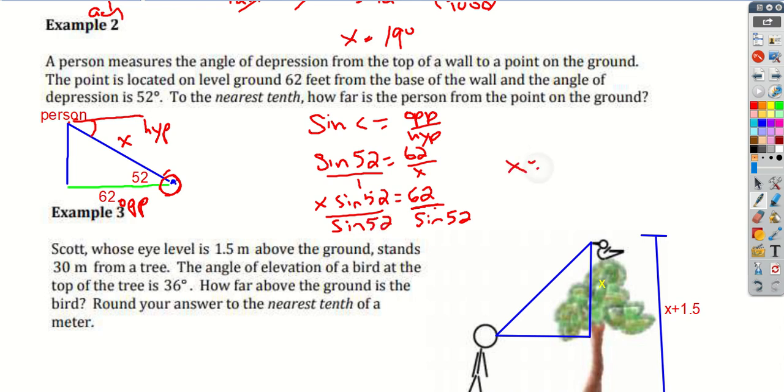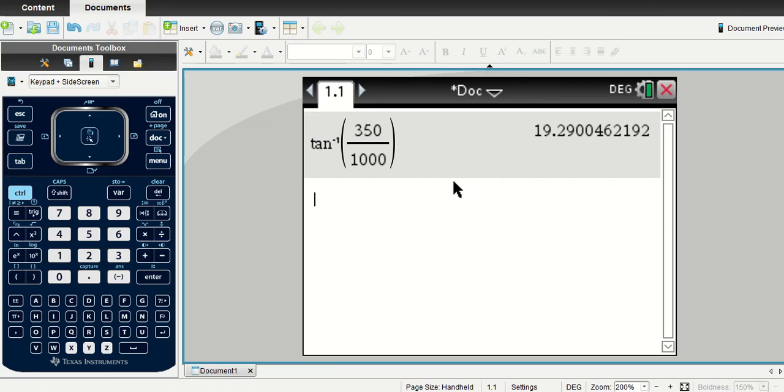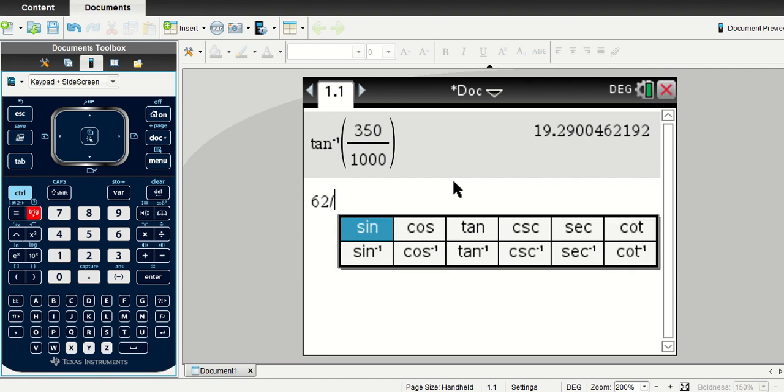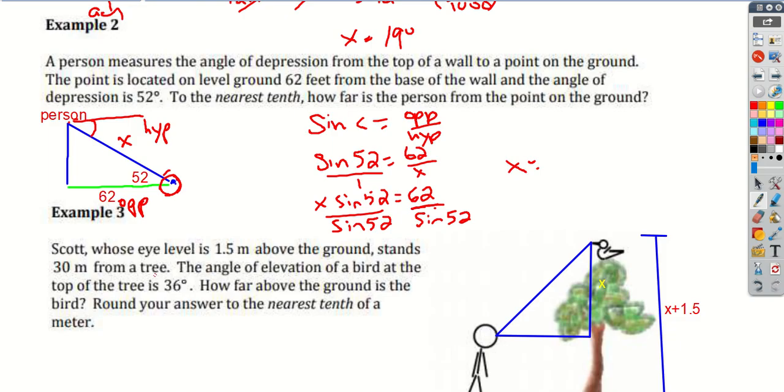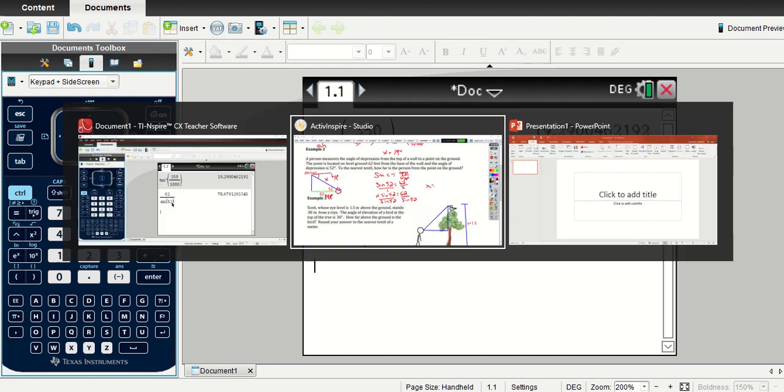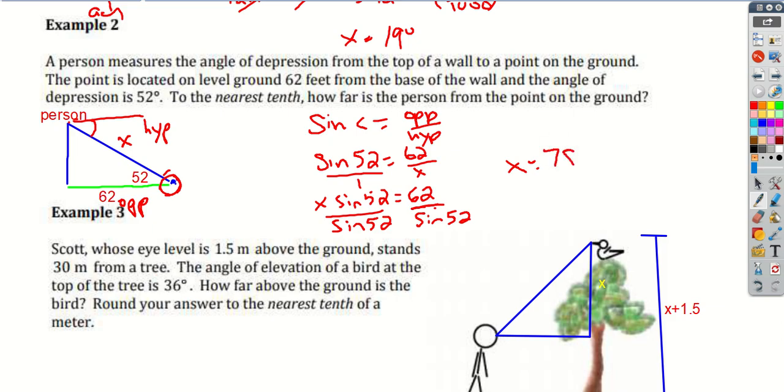And then x is going to equal that 62 divided by the sine of 52. And we're going to get 78.679. It says nearest tenth, so it's 78.7. All right, and that's the distance, and that's feet. Okay, and we're good to go.